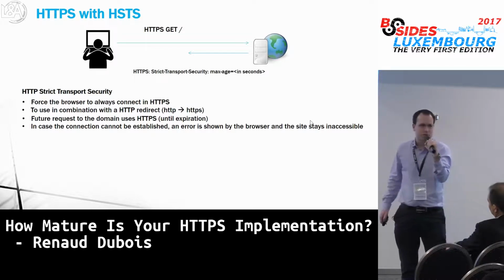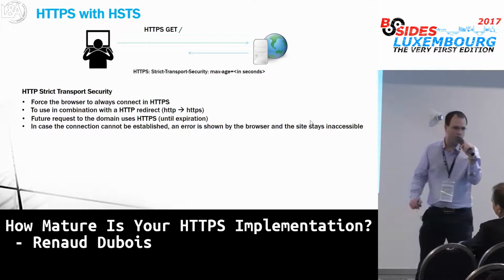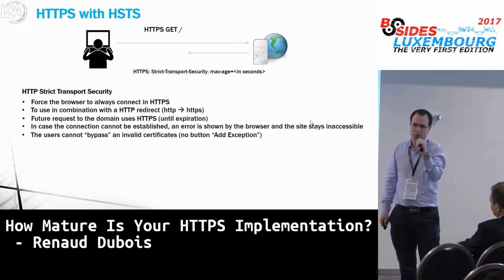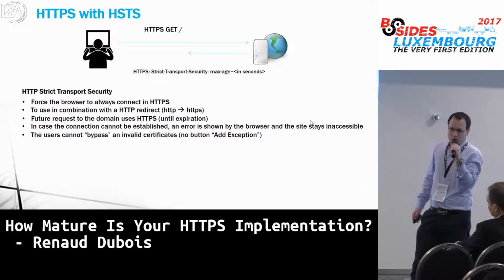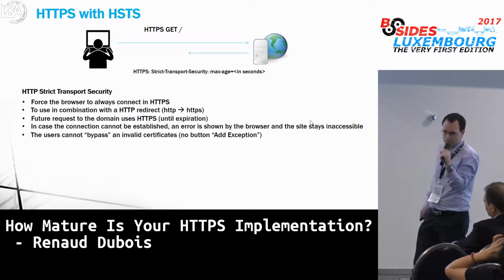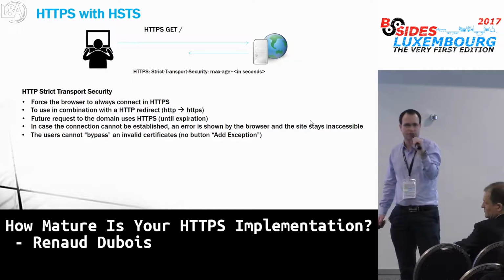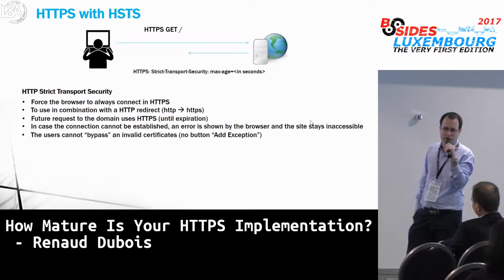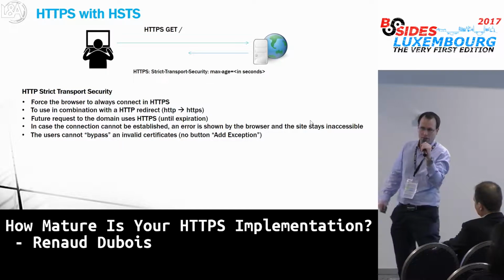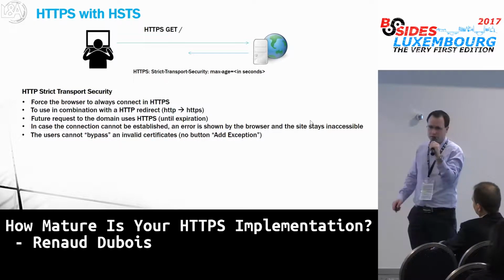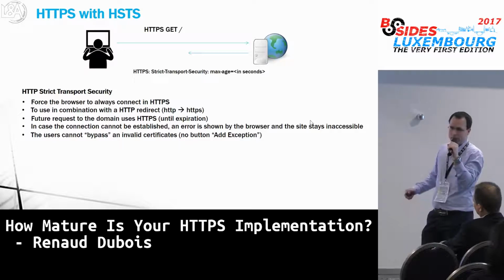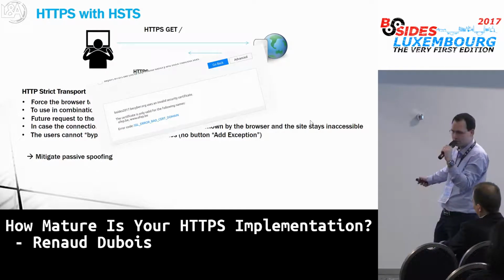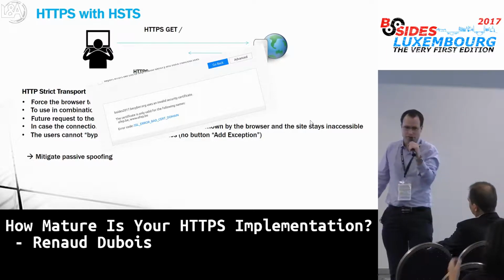If the connection is not possible, like when it's blocked by a firewall or by an attacker, there will be no downgrade to HTTP possible. Another interesting feature: there is no possibility to add an exception if the certificate is invalid, like not matching the name of the URL or being expired. You will not be able to add an exception in your browser.